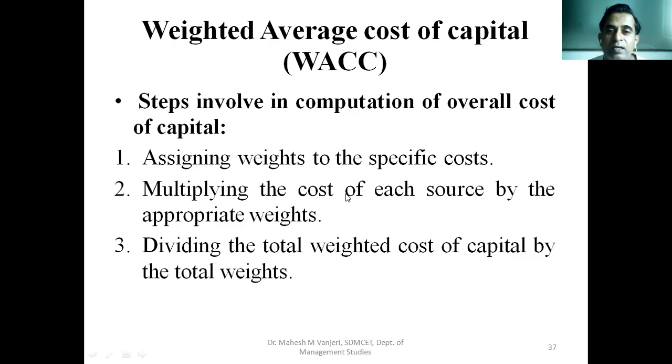In some problems, the specific costs like cost of debt and cost of equity will be readily given. In that case, you need to find out only the proportions, or assign weights, and multiply those weights by the specific cost like cost of debt, cost of equity. Then the total of that is the weighted cost of capital. You need to divide the weighted cost of capital by total weights.